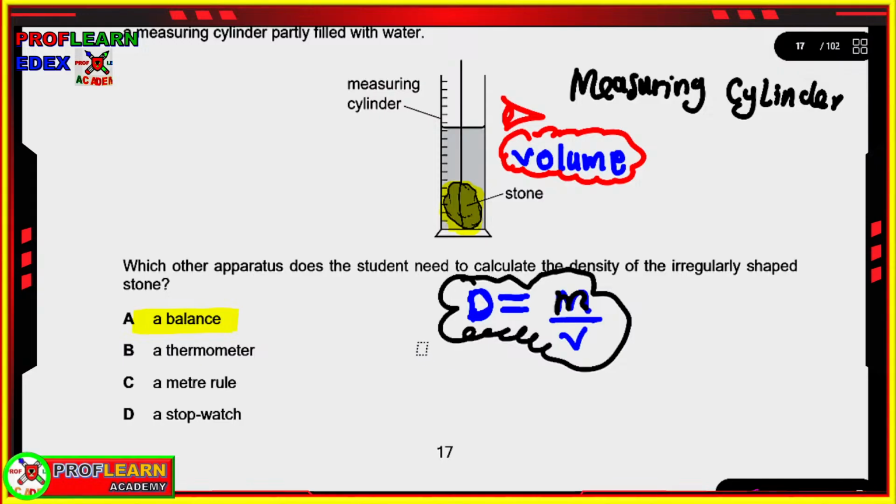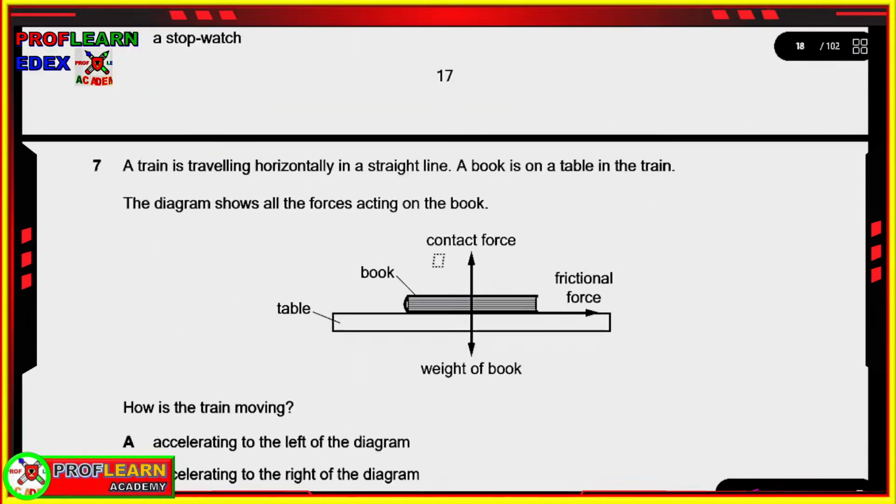Which apparatus does the student need to calculate the density? Of course, density is equal to mass over volume, and to get the mass we're going to use a balance. A train is traveling horizontally in a straight line. A book is on a table in the train. The diagram shows all forces acting on the book. How is the train moving?